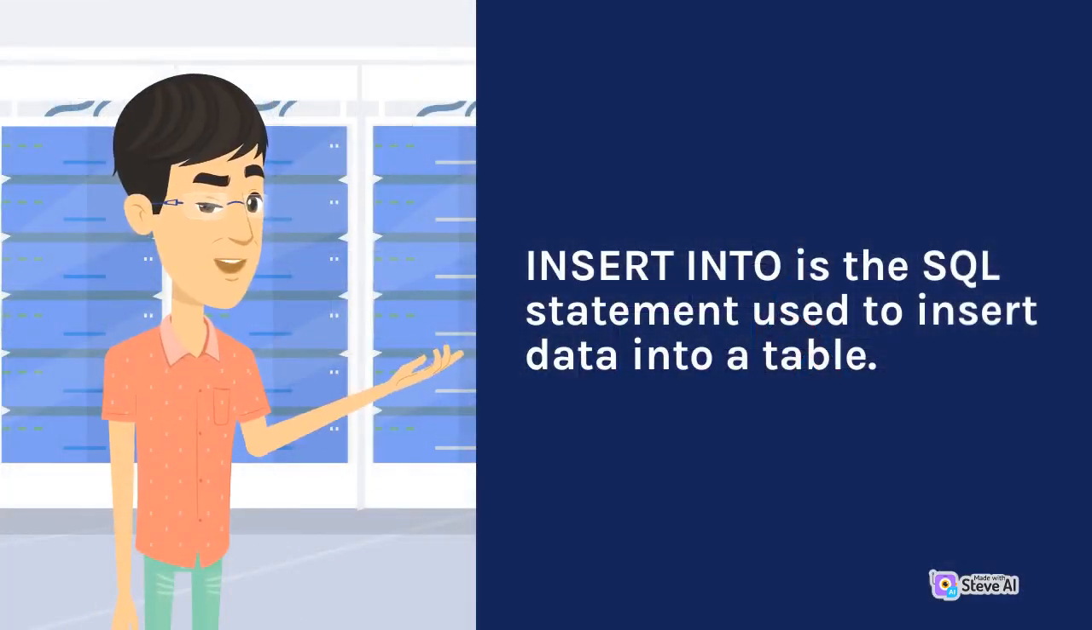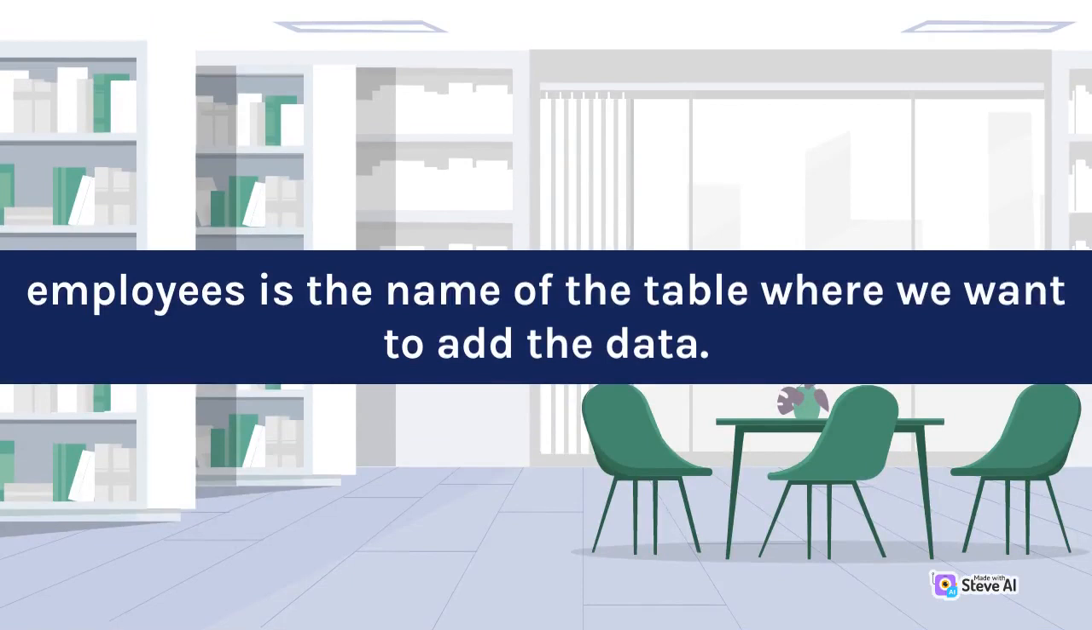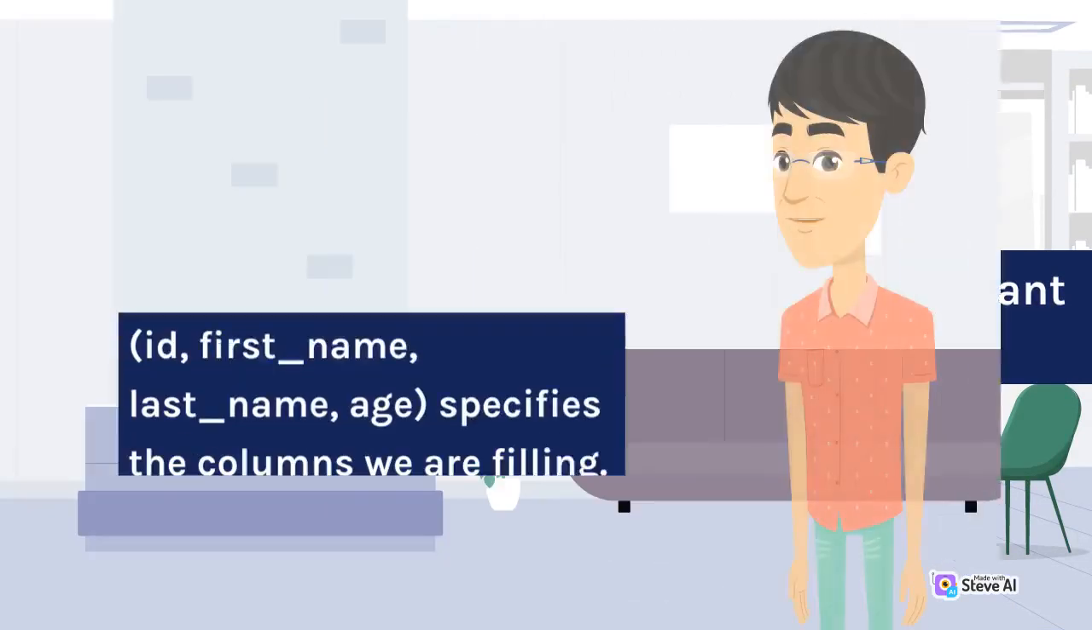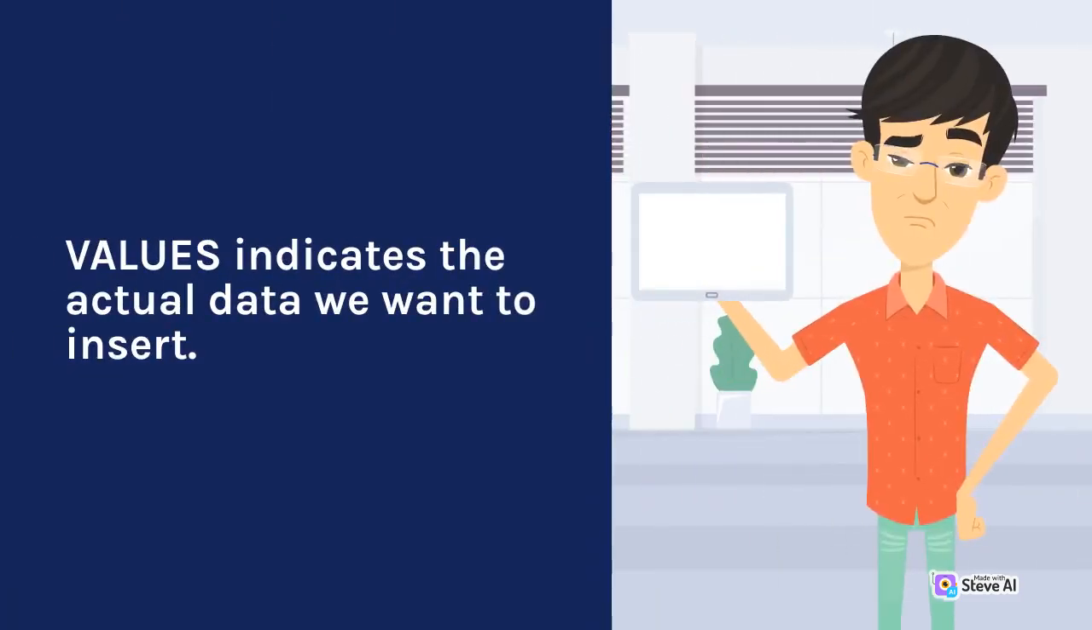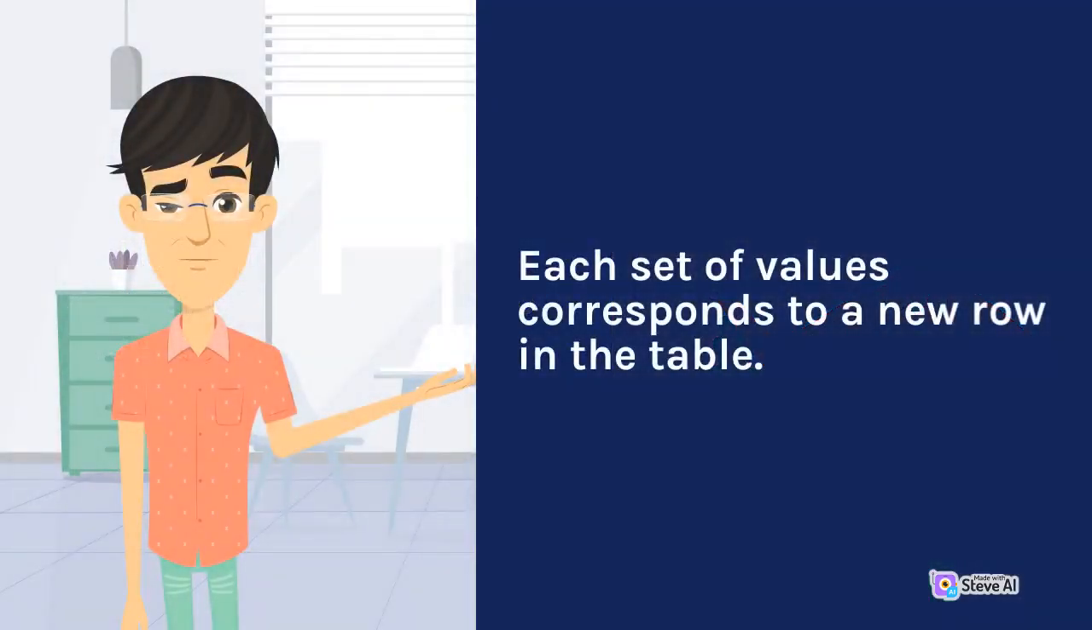Explanation: INSERT INTO is the SQL statement used to insert data into a table. Employees is the name of the table where we want to add the data. Id, first_name, last_name, age specifies the columns we are filling. VALUES indicates the actual data we want to insert. Each set of values corresponds to a new row in the table.